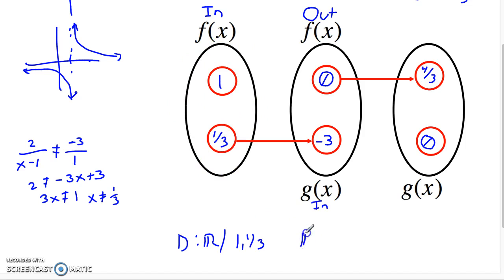For the range, it's going to be all reals, take out the 0 that g of x will never give me, and the 4/3 that g of x will never have a chance to give me, right? Because f of x is never going to spit that 0 out.